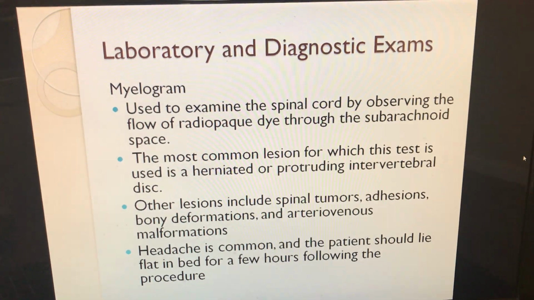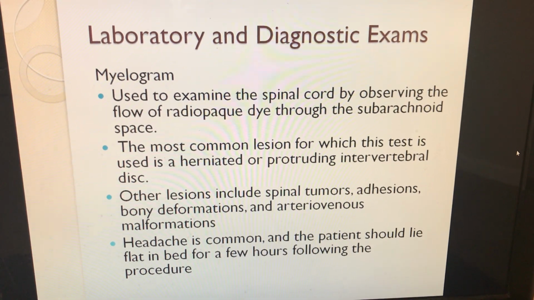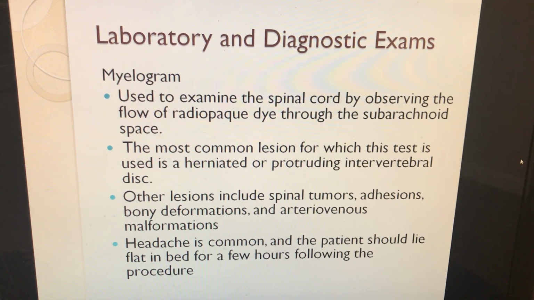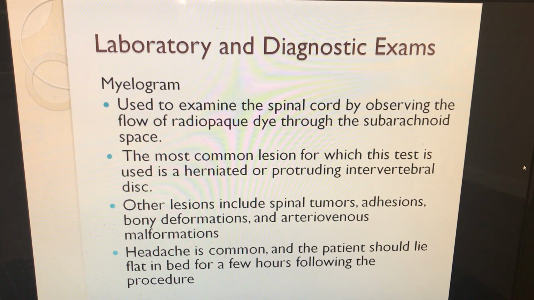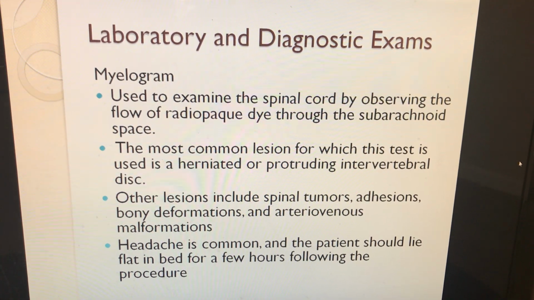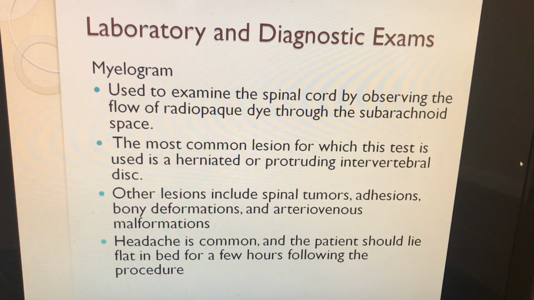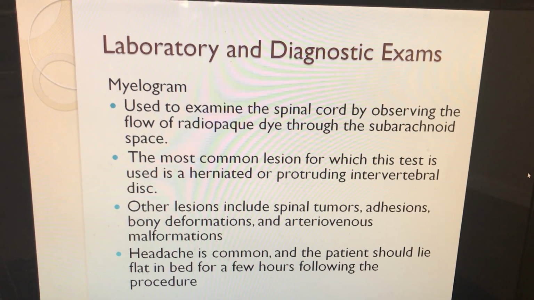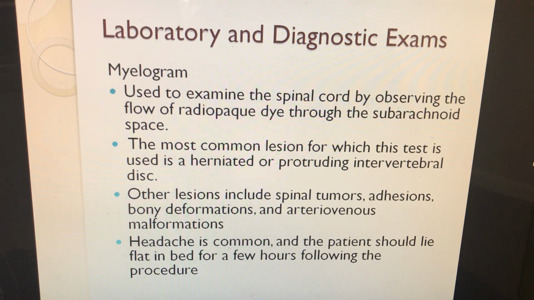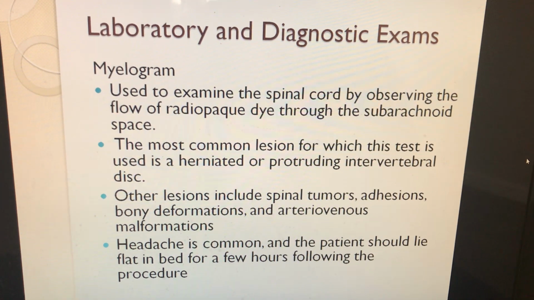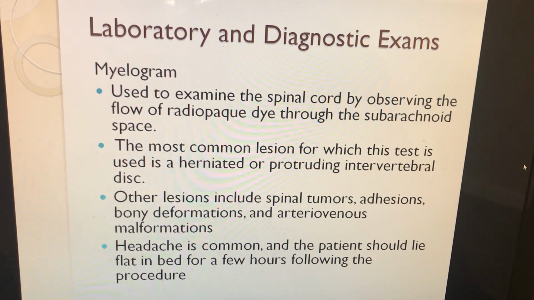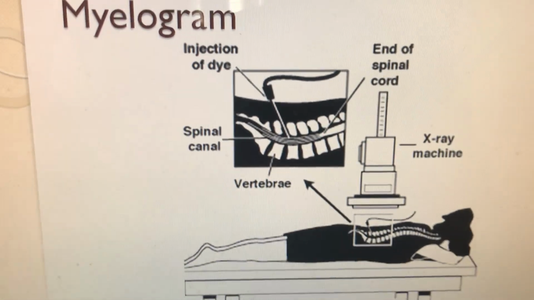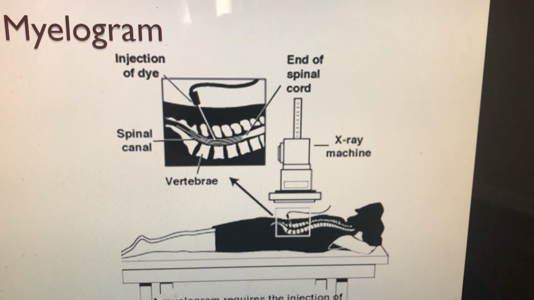Next, you have a myelogram. This is used to examine the spinal cord by observing the flow of radiopaque dye through the subarachnoid space. The most common lesion for which this test is used is a herniated or protruding intervertebral disc. Other lesions include spinal tumors, adhesions, bony deformations, and arteriovenous malformations. Headache is common, and the patient should lie flat in bed for a few hours following the procedure. So here's a picture of your myelogram.